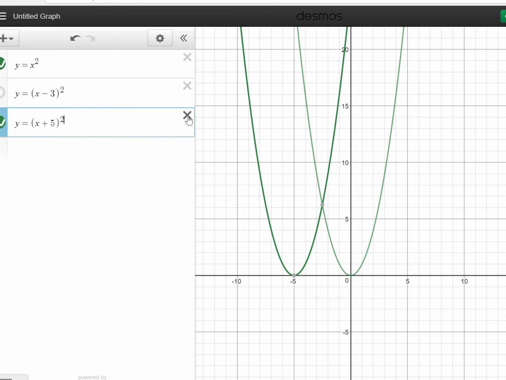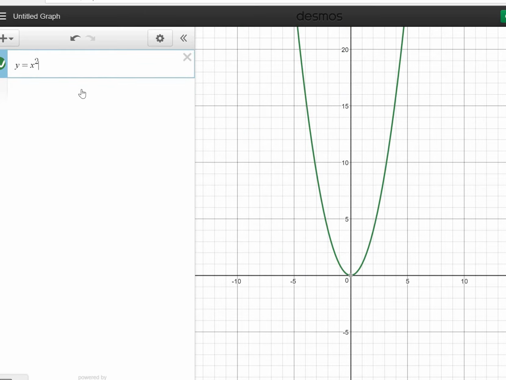So combining what we've just learned, we could move our original graph up and down or left to right, as well as change the steepness of it. If we had to put a parabola that is the same as the standard, but it had a vertex at the coordinates -2, 7, what would the equation look like?